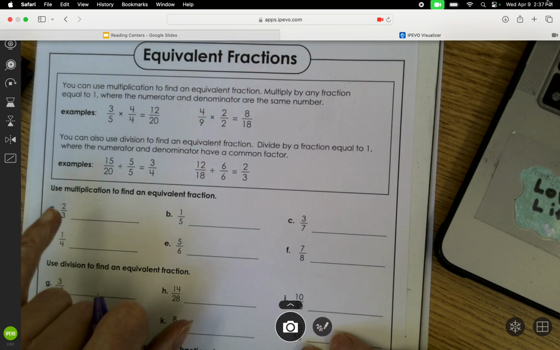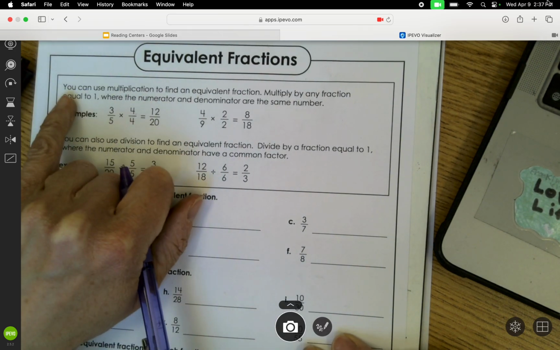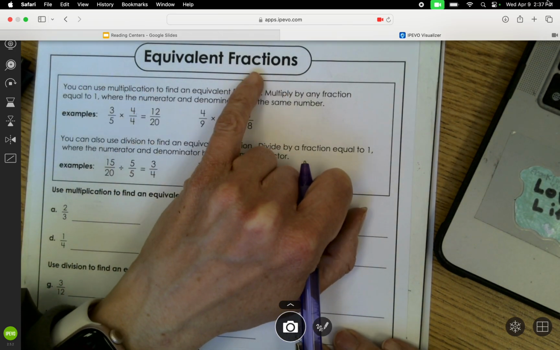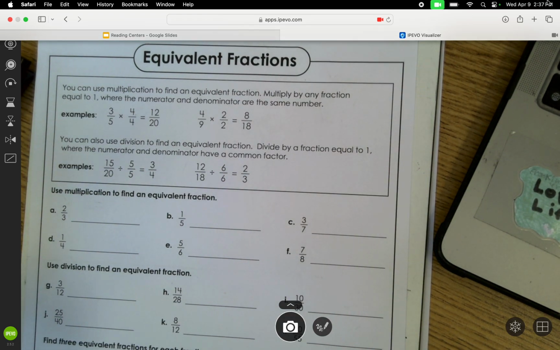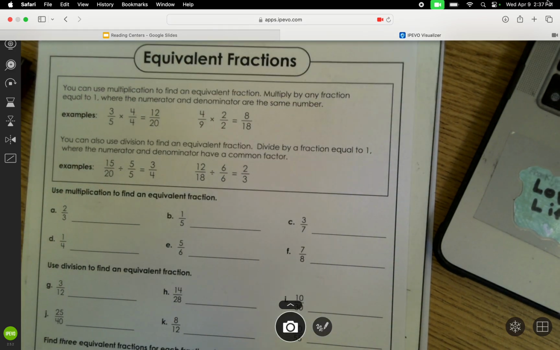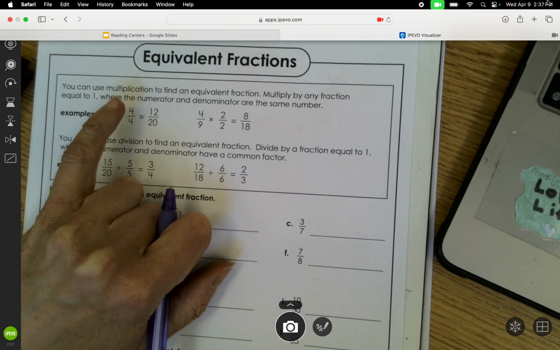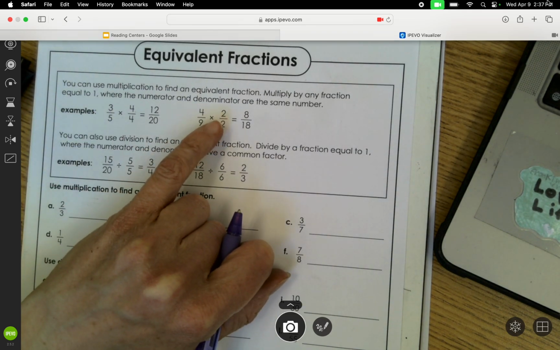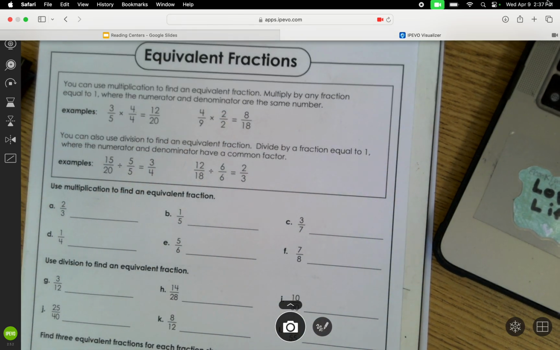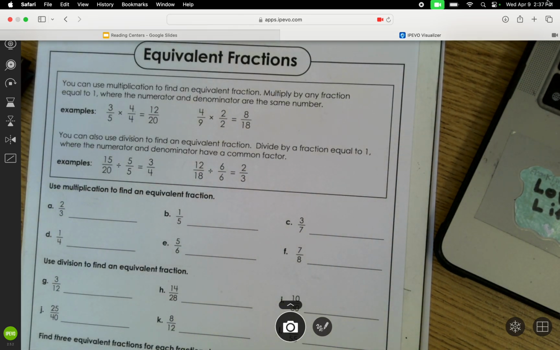Focus. So, in the top, we can see it says equivalent fractions, fractions that are equal. You can use multiplication to find an equivalent fraction. Multiply by any fraction equal to 1, right? Where the numerator and denominator is the same. That means it's equivalent to 1. Where the numerator and denominator are the same number, okay?